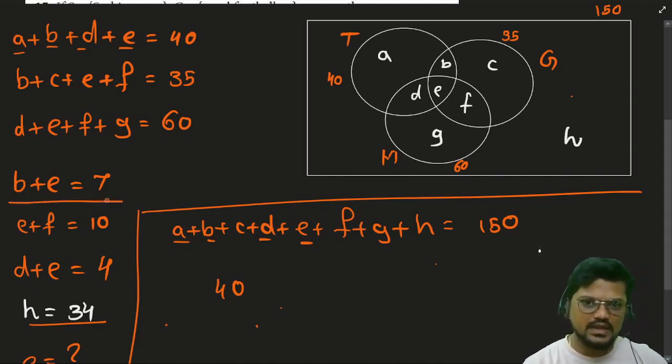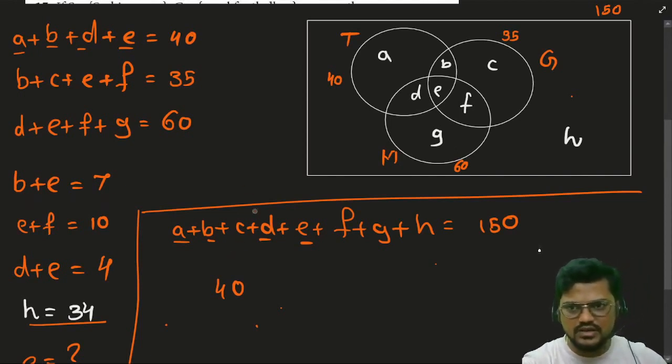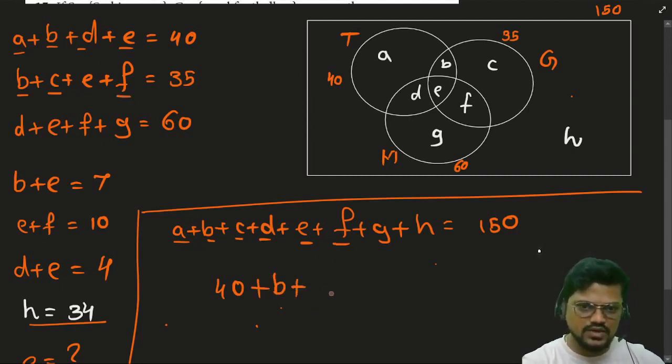Now B plus E equals 7, but B is already taken. I need something which is related to C. So C is there over here. But C and B is again there. F is also there. Fine. So if I take C, C is done. B is an extra, so I'll write B again. And F is there. F is taken. And E is an extra, so we'll write E again. And that is equals to 35.